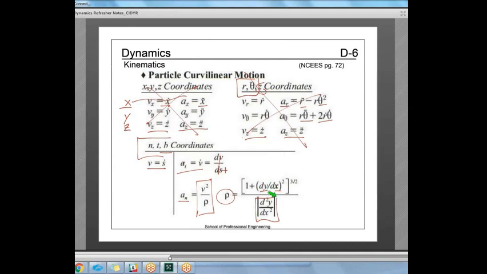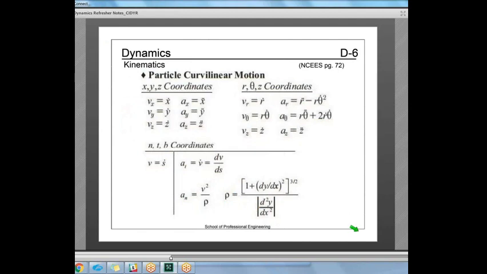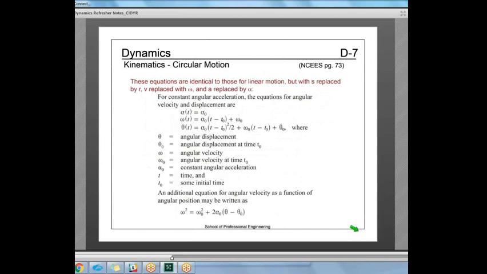Here's our normal acceleration, and it's v squared over rho, where rho can be figured by comparing the x and y values, the square of their derivatives over the, oh my goodness, it gets nasty, doesn't it? Well, it's a good thing nobody ever cares about this equation, and I've never seen it used in any problem at all. So this whole section on particle curvilinear motion, laugh at it, cast it aside. If you were able to, when you're working during the exam and you see this section of the handbook come up on your screen, feel free to break out a bottle of whiteout and just paint over it on the monitor.